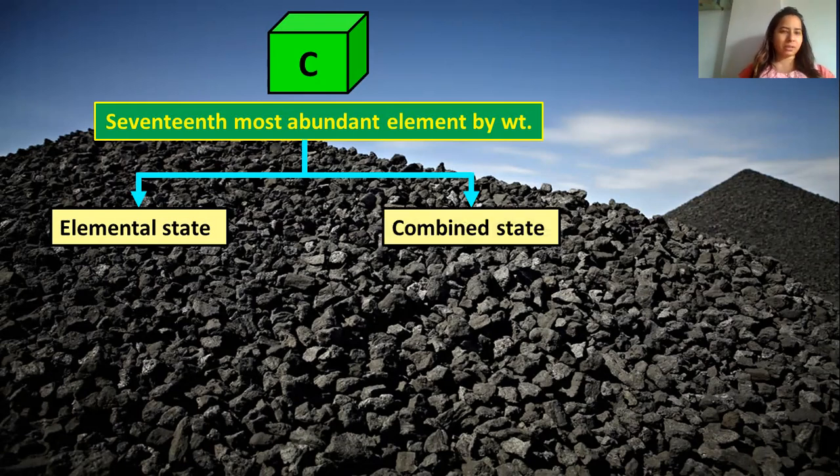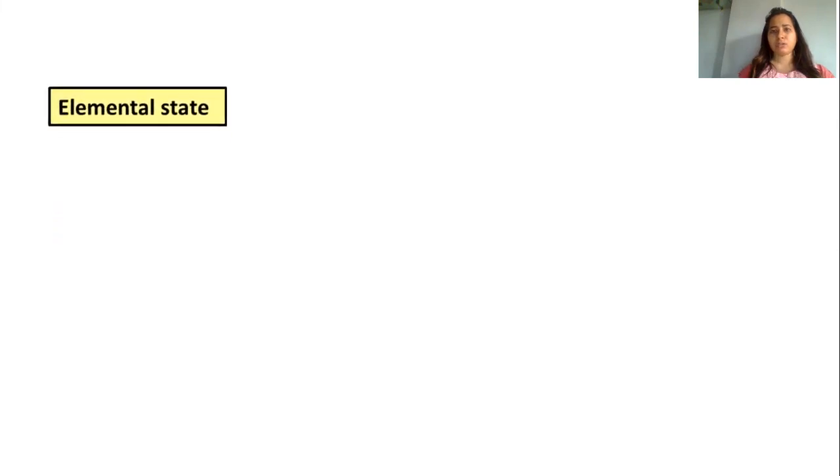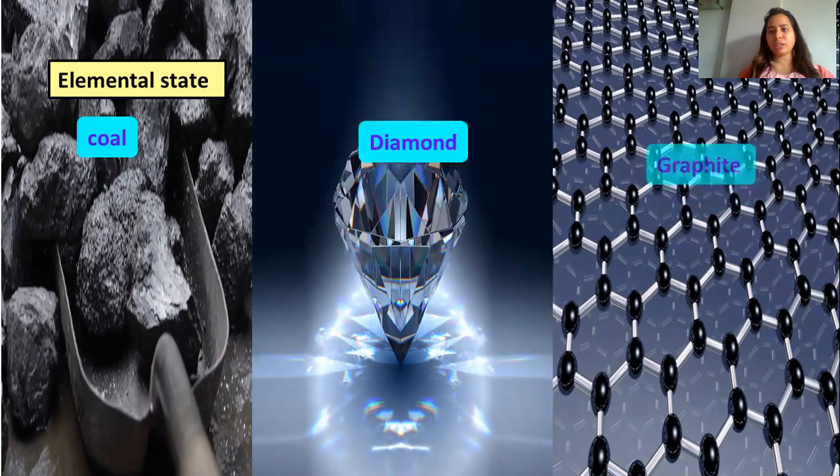When I say elemental state, we can go for different allotropes of carbon. We have diamond, graphite, fullerene, and coal. Diamond, graphite, and fullerene are crystalline allotropes, whereas coal, charcoal, and lamp black are all amorphous forms of carbon. We are going to study diamond, graphite, and fullerene in detail in this chapter.